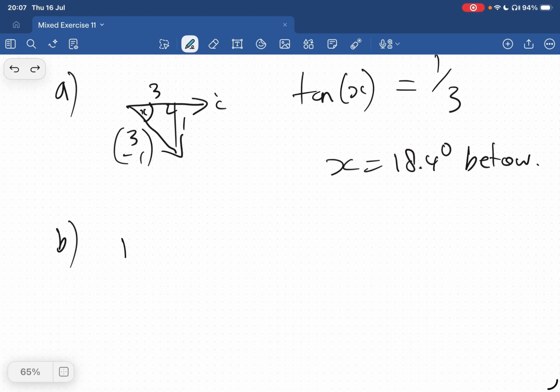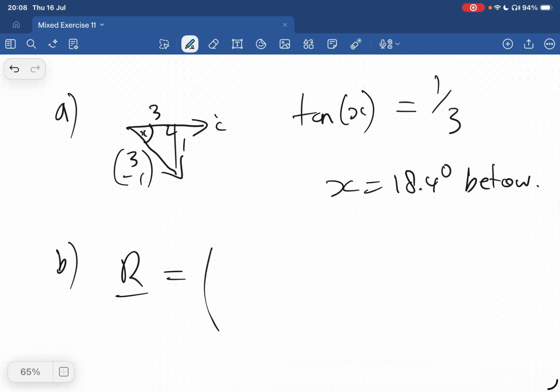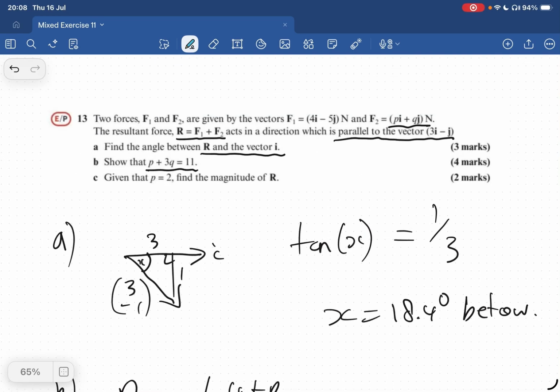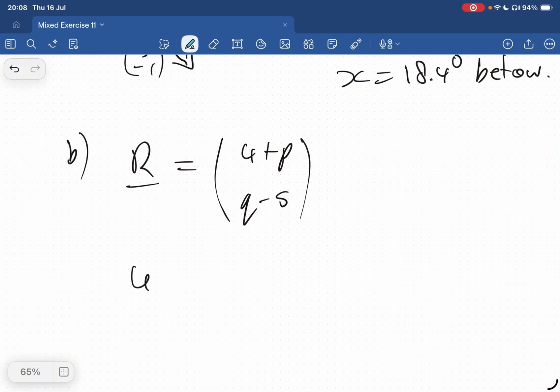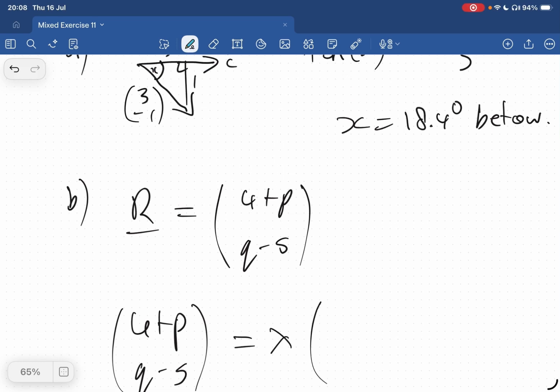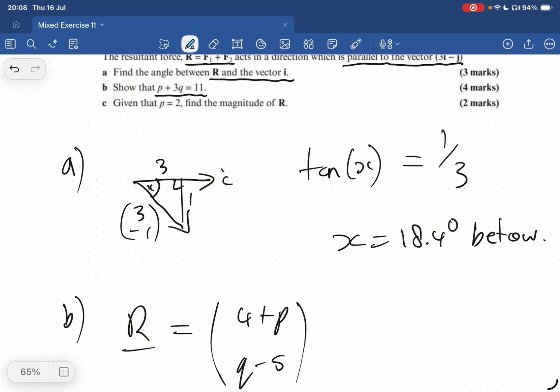So what is R? At one point we should figure this out. At one point this should be useful, even just for picking up exam marks. So it's (4 plus P, Q take away 5). This is R, and this is parallel to (3, -1). So (4 plus P, Q take away 5) is parallel to (3, -1), so we have a scale factor of lambda.